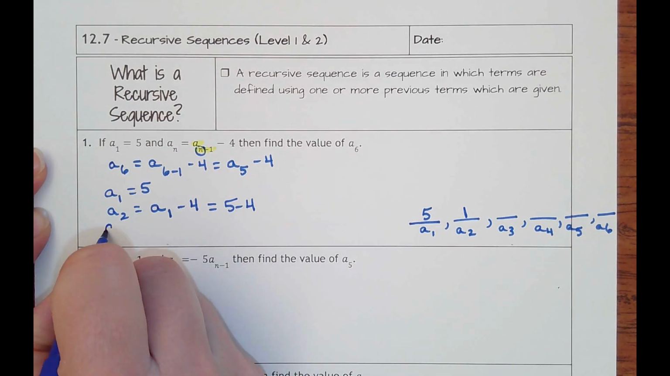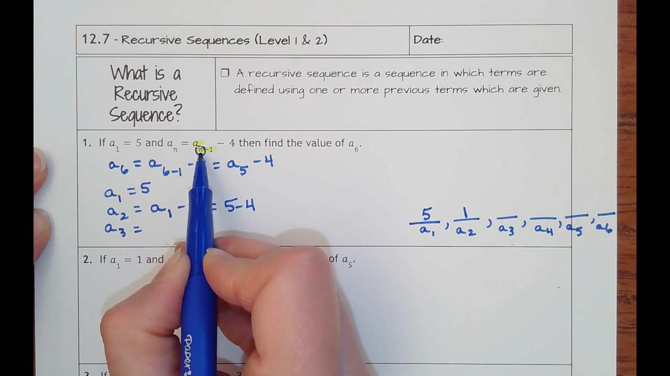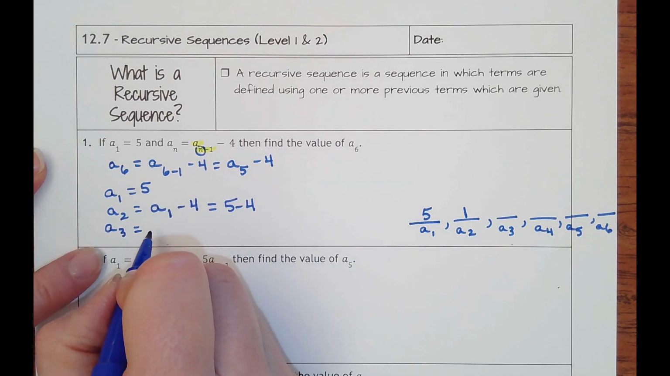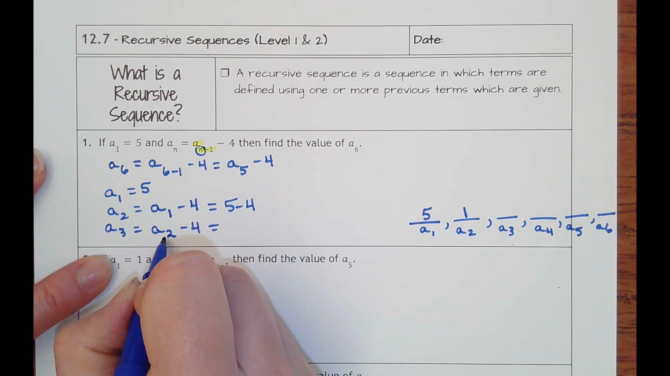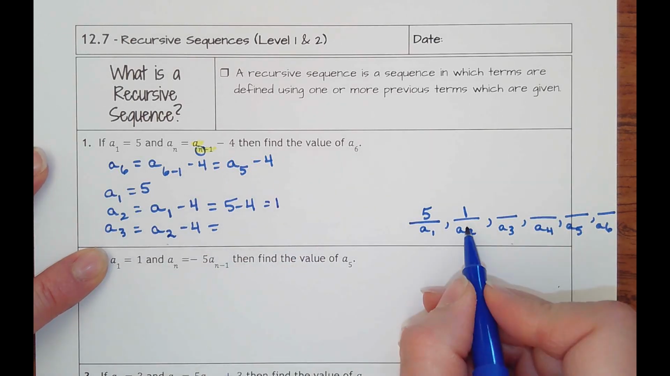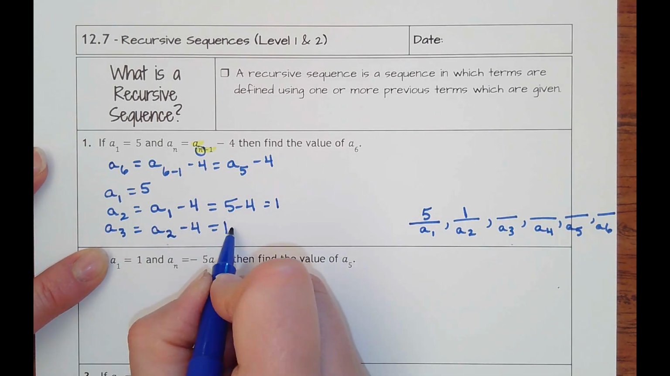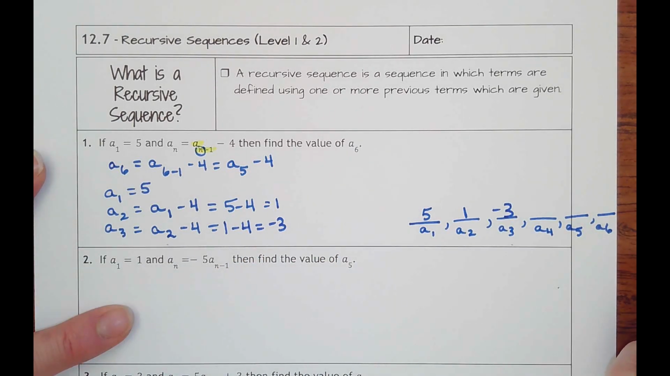Then I should be able to find a sub 3. That says plug in 3 for n. So it'll be a sub 3 minus 1, which is 2, a sub 2, minus 4. That means take my second term, which I just found was 1. I see it right here. 1, subtract 4. 1 minus 4 is negative 3. Hopefully you see the pattern.